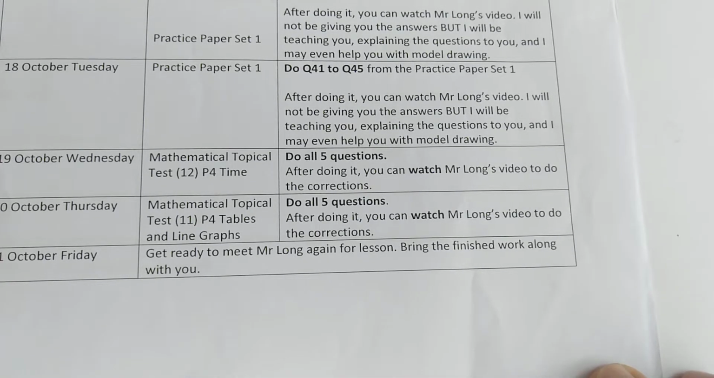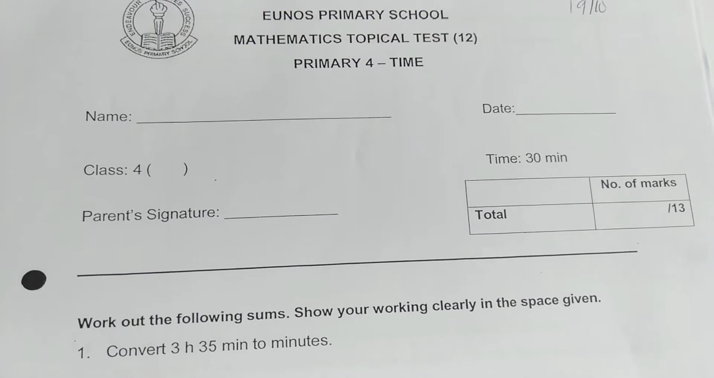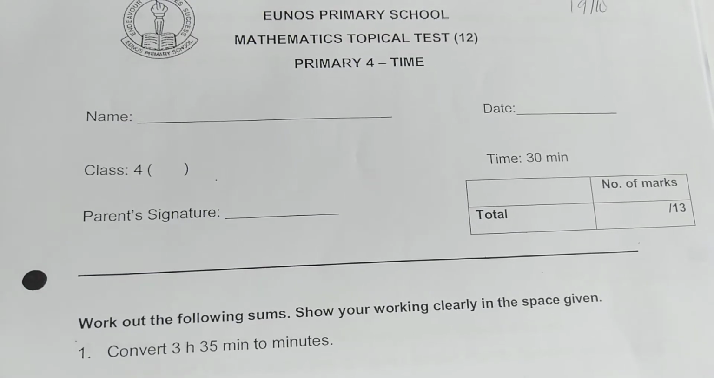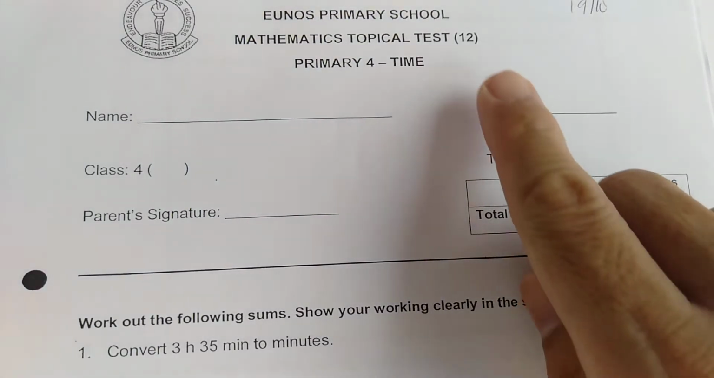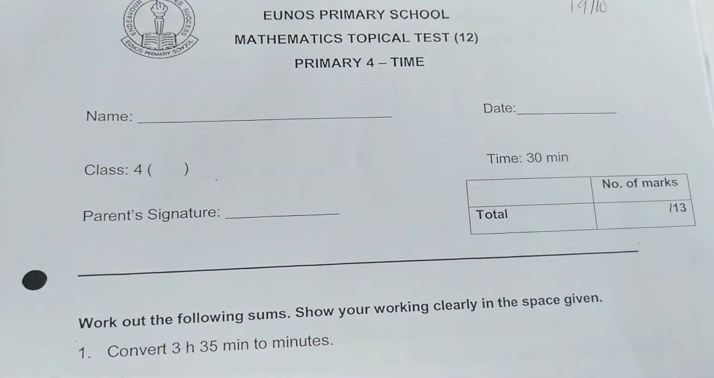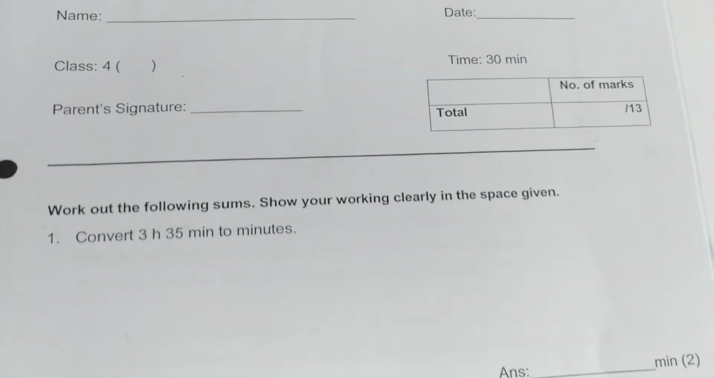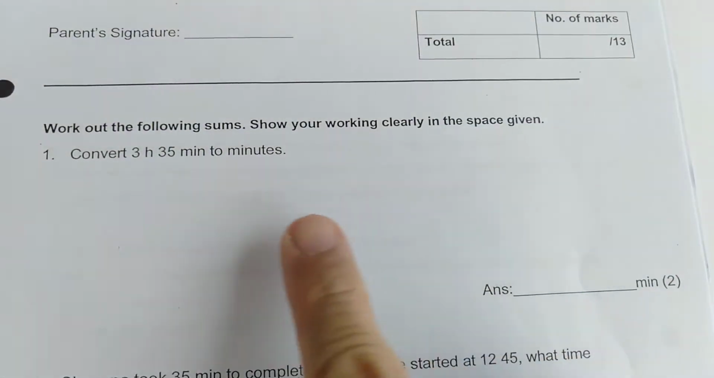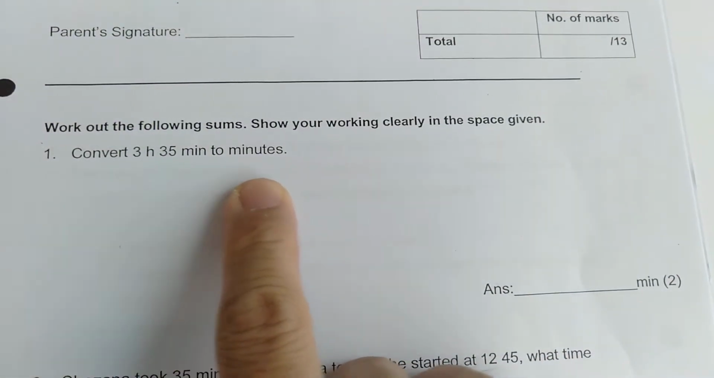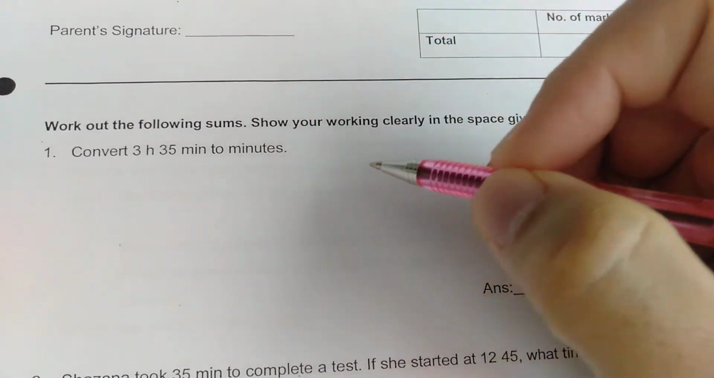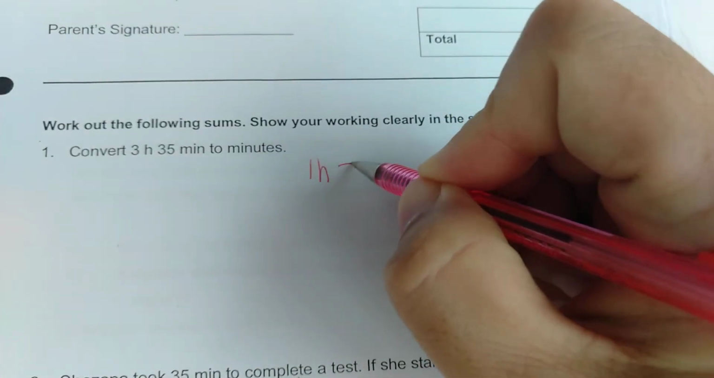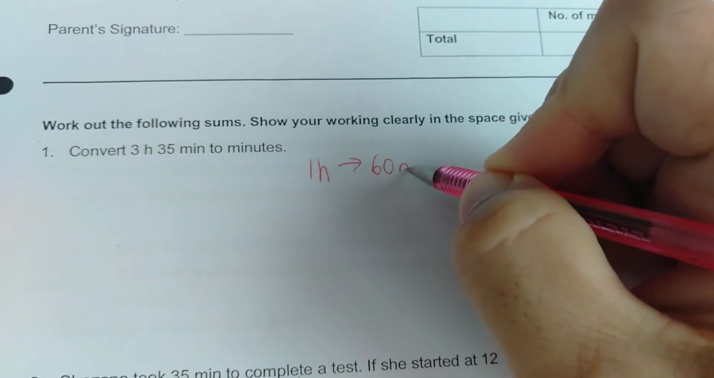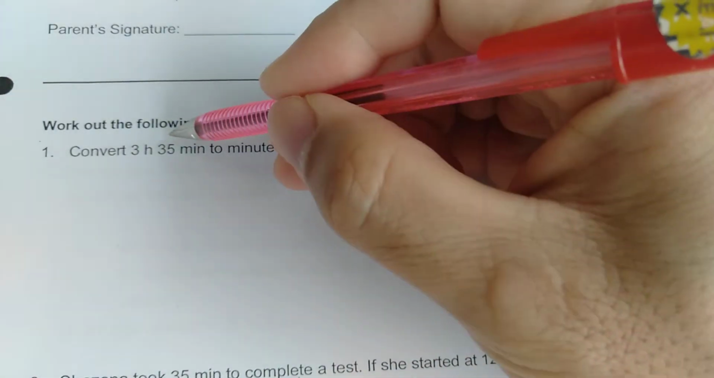Alright, let's get started. Now I'll be using the Yunus Primary School Mathematics Topical Test 12 on time to go through this first set. Now, first one, work out the following sums. Show this, converting hours to minutes. Now, of course, let's do a quick revision. Now, 1 hour is 60 minutes.